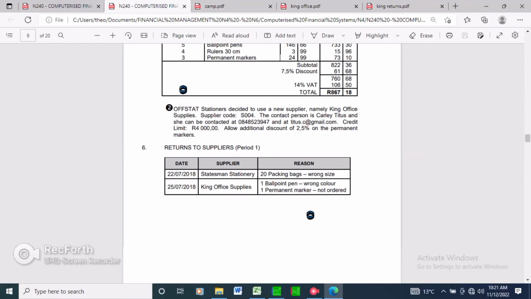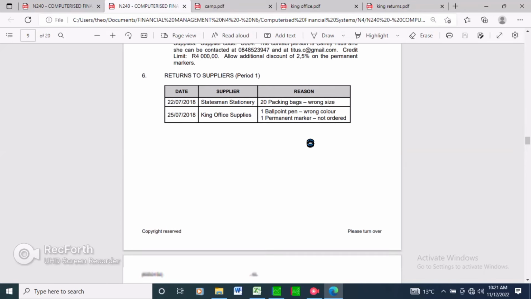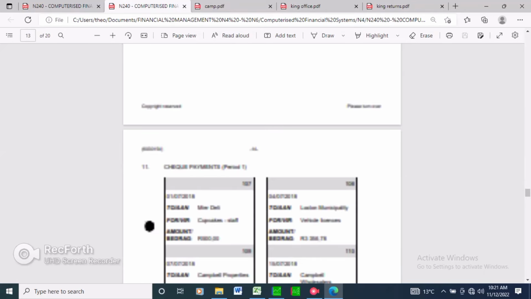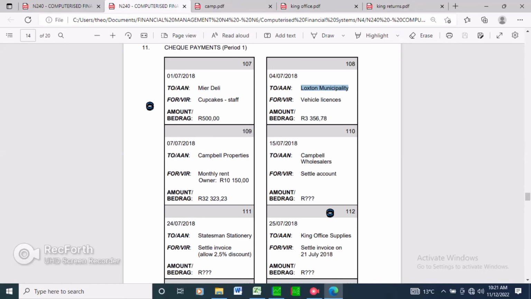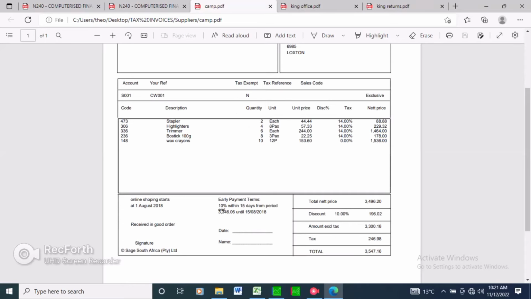We made a purchase on the 7th. Count from the 7th to the 15th: 8, 9, 10, 11, 12, 13, 14, 15. Yes, we paid within 10 days, guys. Within 15 days, sorry. We paid within 15 days, just because from the 7th to the 15th is 8 days, guys. They said if we pay within 15 days, we're gonna get a 10% discount. Okay, let's go to the system. I'll show you guys how to do this. It's very easy. Don't stress about this one.